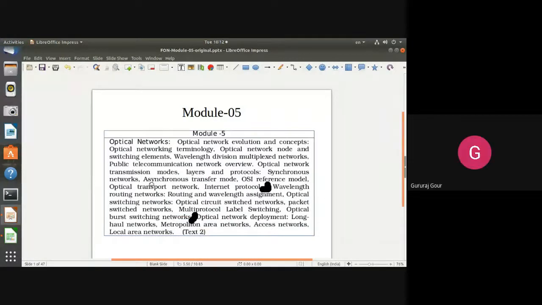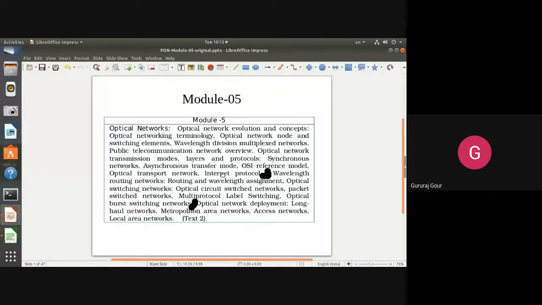Hello. So let us see what we have covered so far in Module 5. We actually started with the optical network evolution concepts along with the terminology. There we defined the meaning of nodes and optical links, and we explored more functionalities of the nodes. Then we went on to optical network nodes and switching elements.